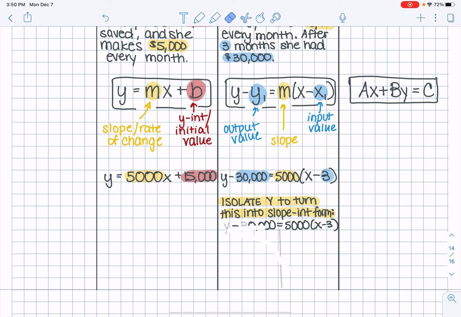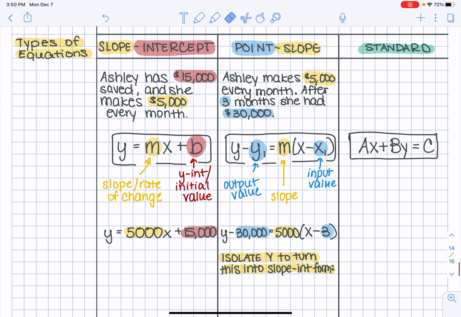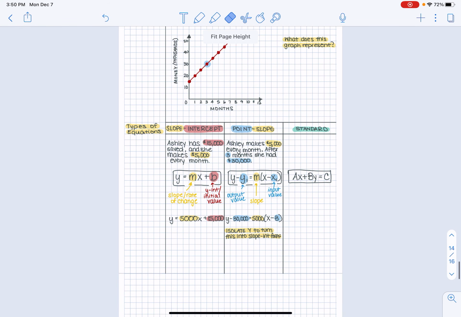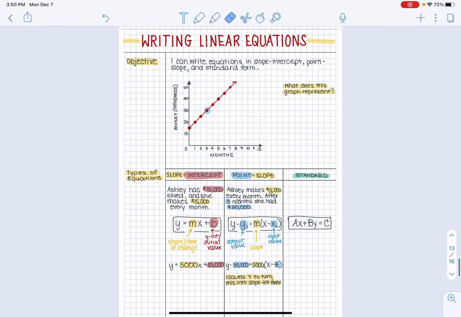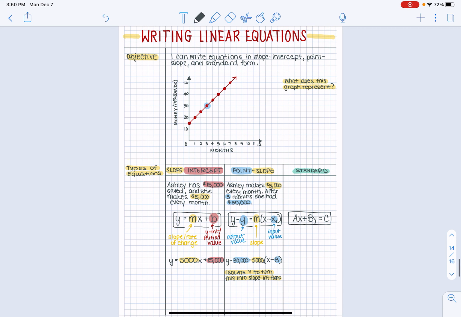And then finally, the last form is called standard form, which is right here. And we are going to get to that later in this unit. Okay? So your goal is to have all of these notes complete. You should have some writing right here that describes the graph, and you should have some math work over here where you are isolating the y variable.